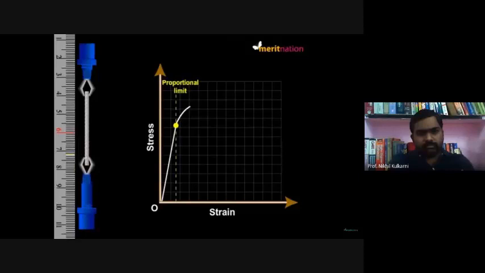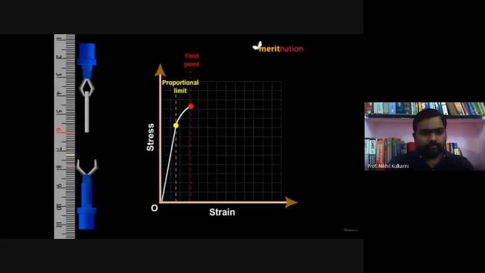After a certain point, look at the graph. The wire is not following Hooke's law. That is, stress is no longer proportional to the strain. But if you release the stress, the wire still goes back to its original length. The limit of this behavior in the stress-strain curve, that is this point, is known as the yield point.